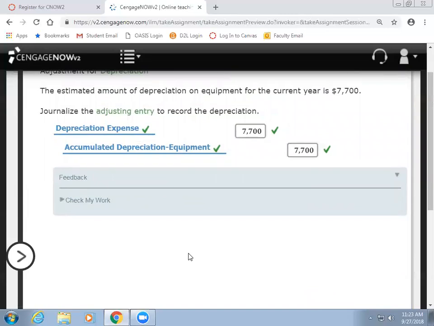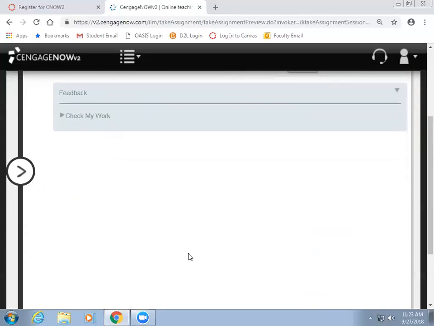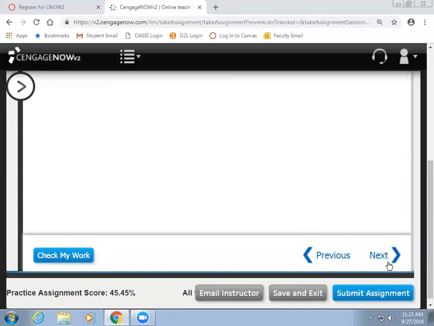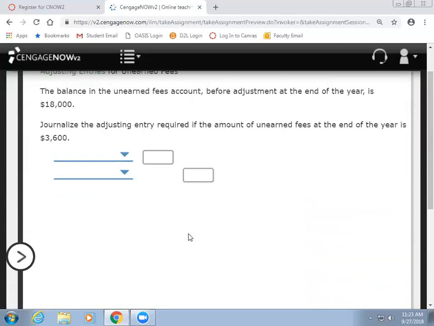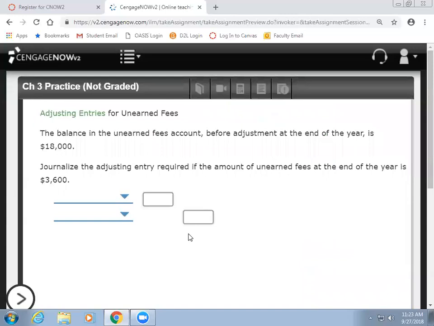So those first five really covered all the five types of adjustments that you're going to see. There may be supplies instead of insurance or something like that, but we've covered the five types. So let's go on to the next one. These are just more practice, a little bit more balancing and things like this.